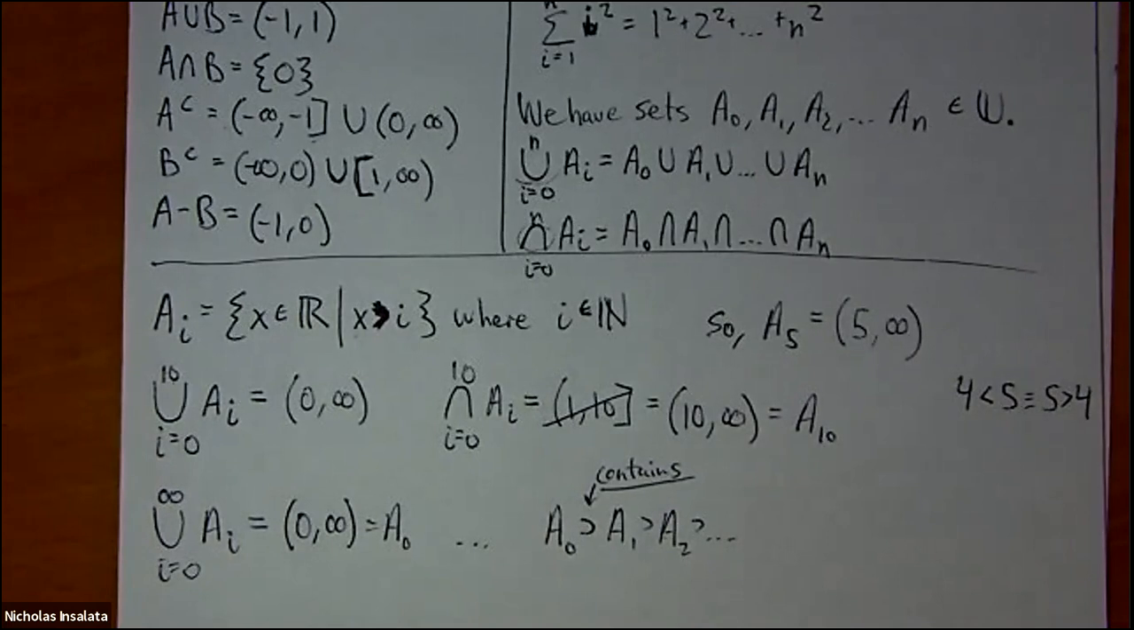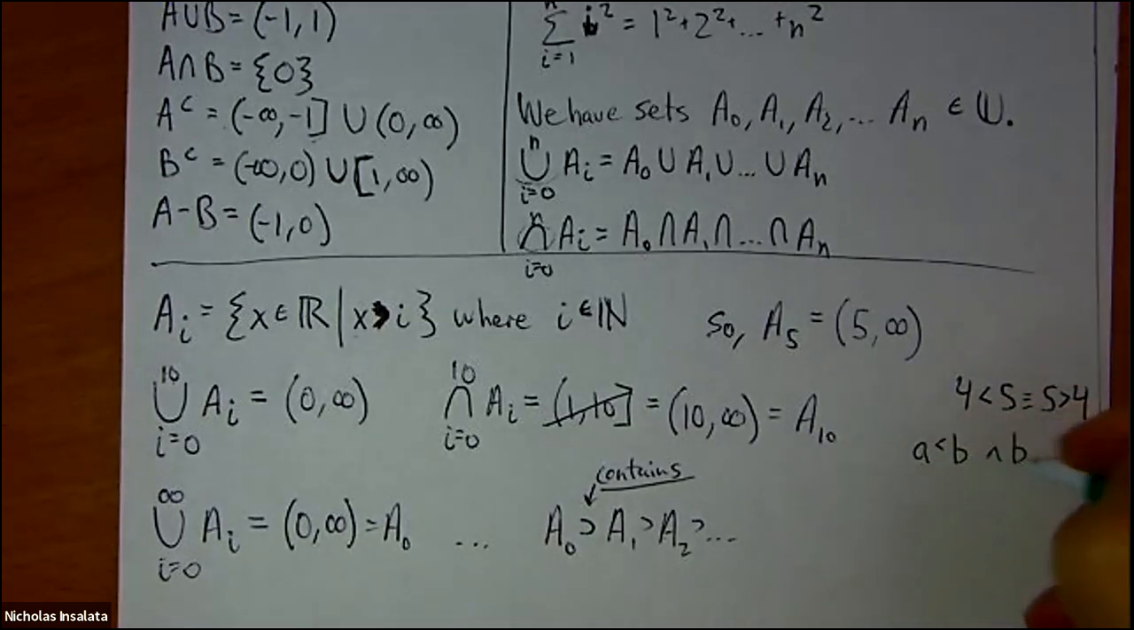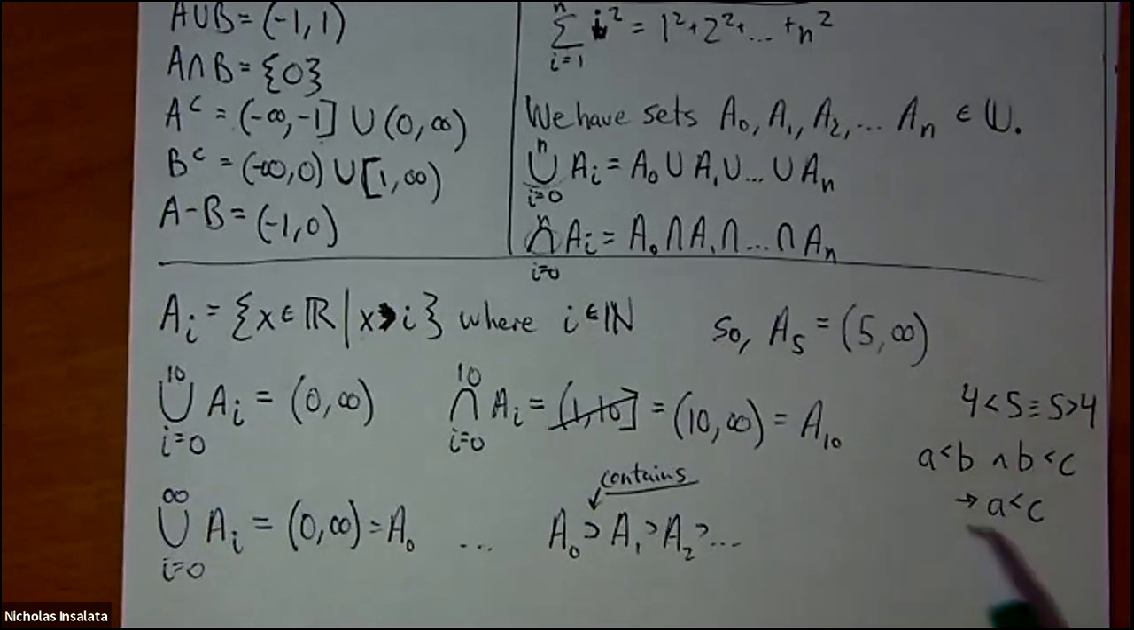Is it transitive? Well, yes, containment is transitive in the same way that greater than and less than are transitive. If I have A is less than B and B is less than C, then I can conclude A is less than C. And I can do the same thing with containment. If A is contained in B and B is contained in C, then A is contained in C. Yes, it is transitive. Yeah, good point.